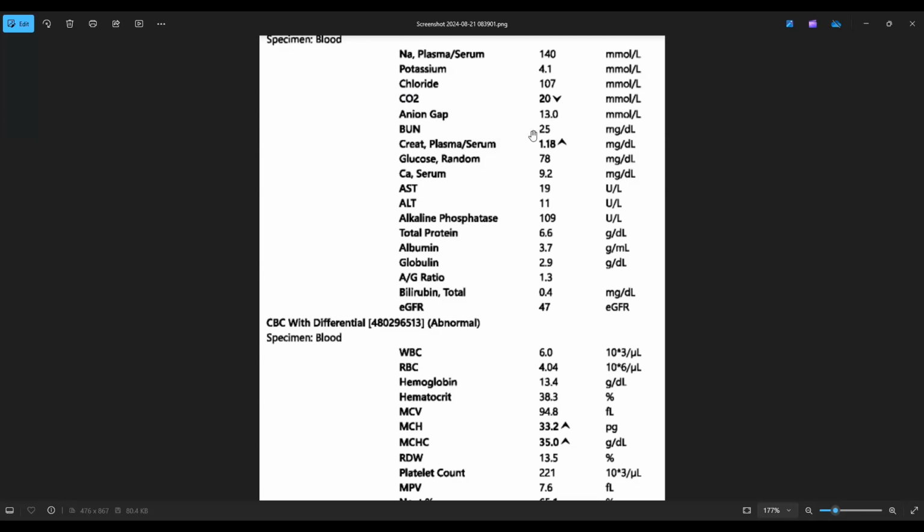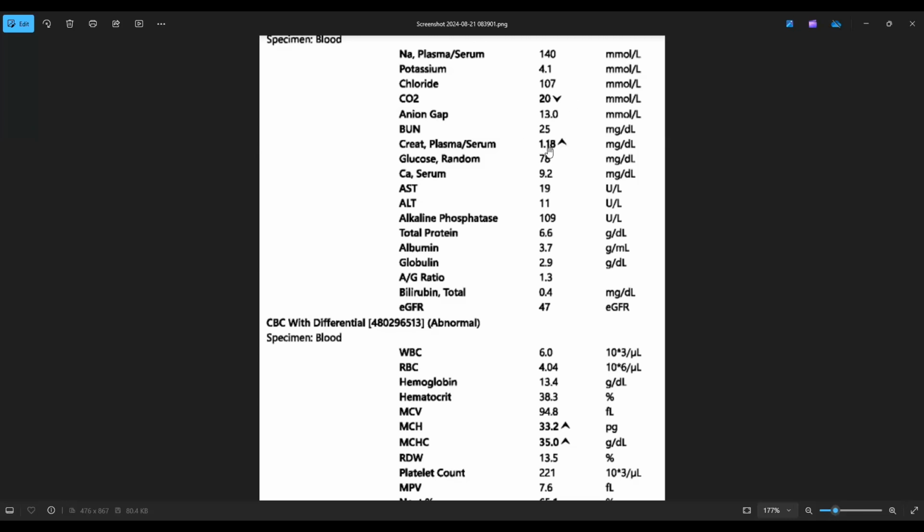BUN, I'm not going to worry about too much. So blood urea nitrogen, because even dehydration will cause that to slightly elevate. It becomes something that you would want to look at, as far as dehydration or concentration of the blood, when it's about 40.